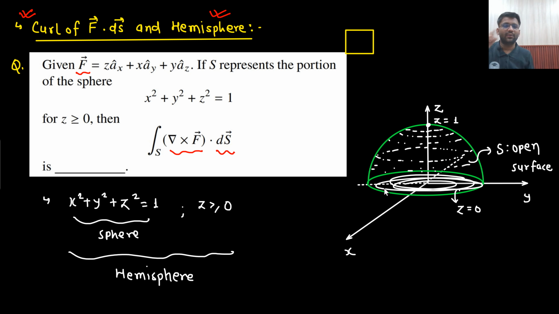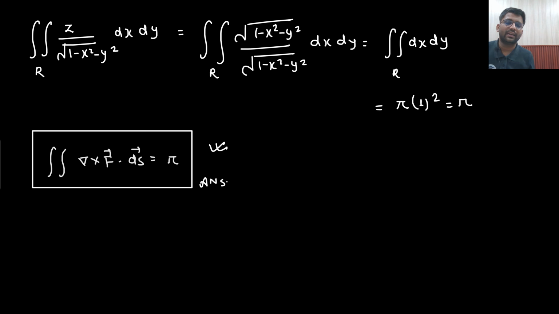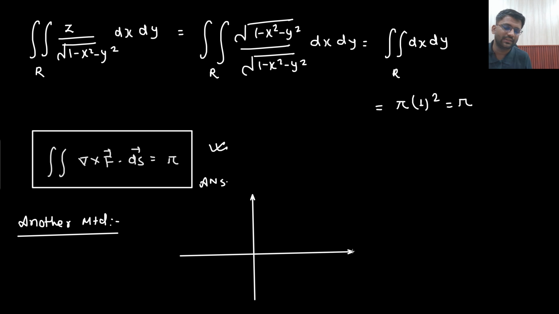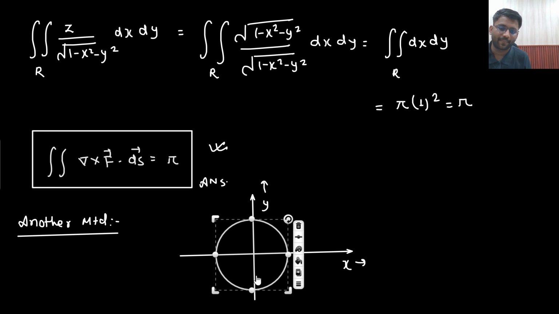Can I try doing it? Let's try and see what answer we get. Del cross f dot ds through this particular surface, which is in the xy plane. So let's make the surface in the xy plane. Here I am writing another method. First of all, I am going to draw the surface. My surface is in the xy plane only, which is simply a circle now. For this particular surface, I am going to calculate del cross f dot ds.